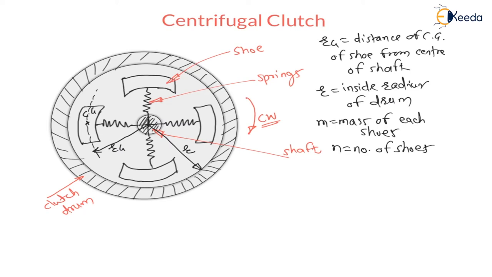And between each shoe and brake drum, there is a friction. And let us say, whenever the engine is off, initially the clearance is X. Let us say this is a clearance X between the brake drum and each of the shoes. This distance is X. We are considering X is clearance, right?